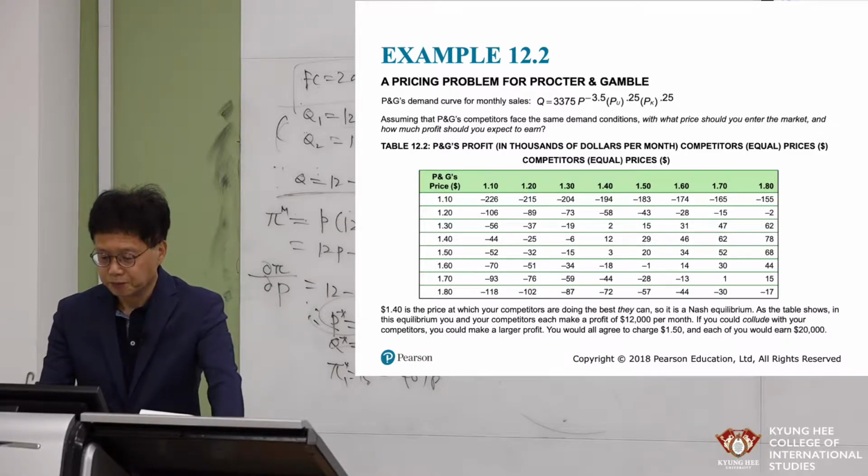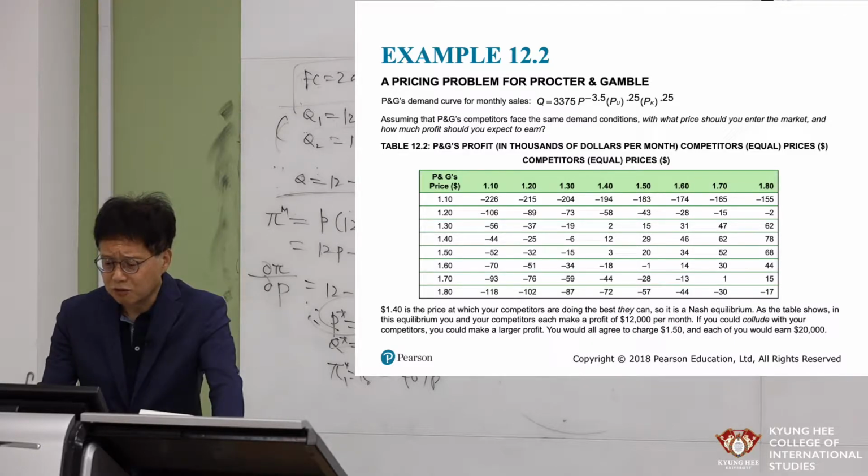Also now, if a competitor sets its price at $1.20, next column, then what is the best response for P&G? To set its price at $1.40 again, the loss minimized, right? And third column, P&G's best response when the competitor's firm sets its price at $1.30: same, $1.40. P&G's best strategy is $1.40, like this. Okay? Both firms set their price at $1.40.